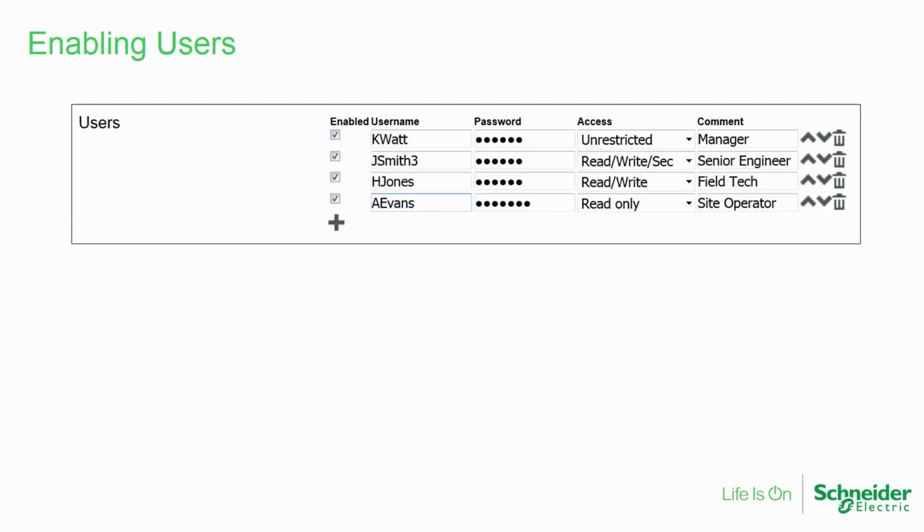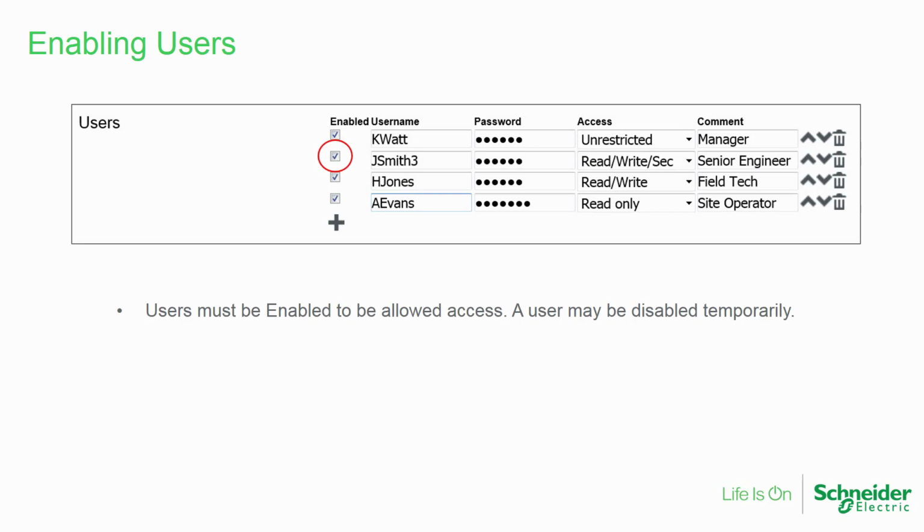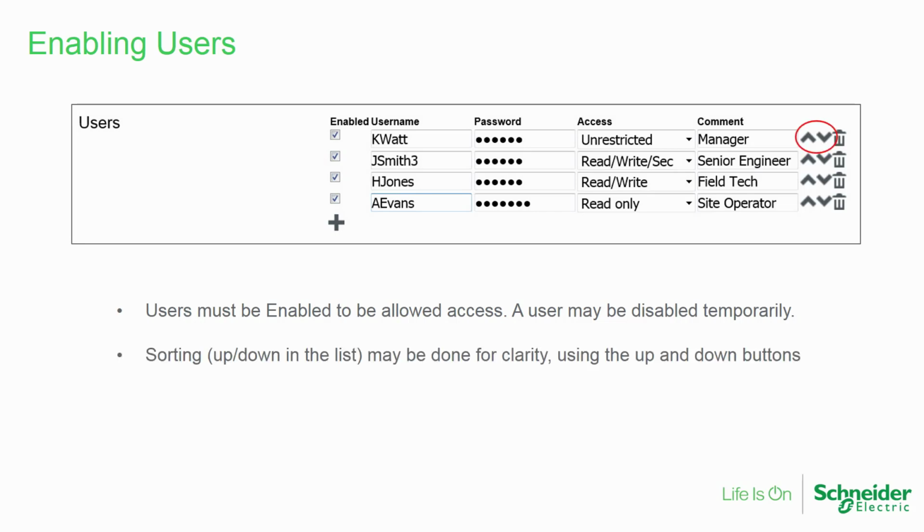Users must be enabled to allow access. A user may, however, be temporarily disabled by removing their checkmark, then pressing the Activate button. Sorting may be done for clarity. A user may be moved up or down in the list with these buttons. A user may be deleted if they have left the organization or are no longer working on these radios.